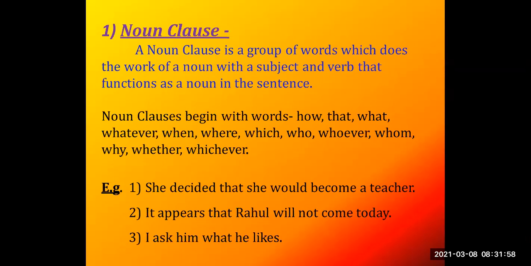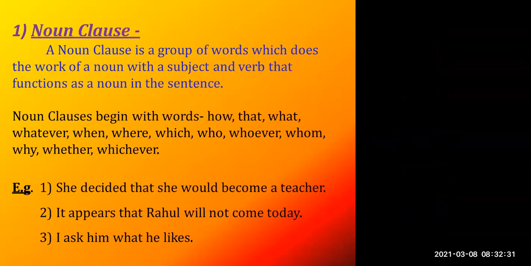Next example: I believe that I will pass the test. Again, I is the subject, pass is the verb, and that I will pass the test is our noun clause, which is the object of the verb believe. These are the examples of noun clause, the examples which we have discussed here orally.